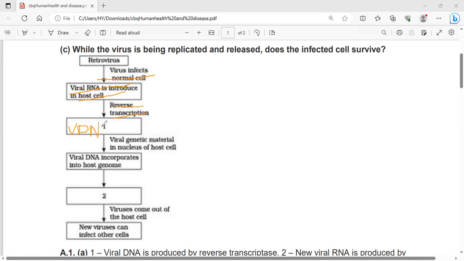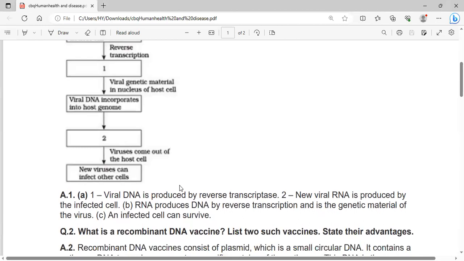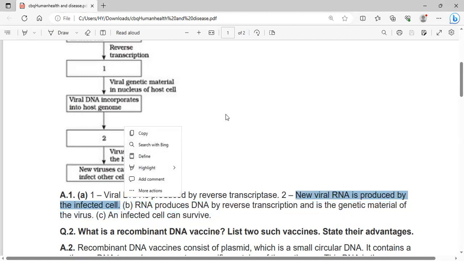And by reverse transcription, the viral DNA is produced. Second is the viral DNA incorporated into host genome. Then, second label, what will happen after this? Then the viral DNA will be transcribed to produce viral proteins. RNA produces DNA by reverse transcription and is the genetic material of the virus. So RNA is producing the viral DNA, and new viral particles will be produced in the infected cell. This will be the second answer. And the viruses come out of the host.